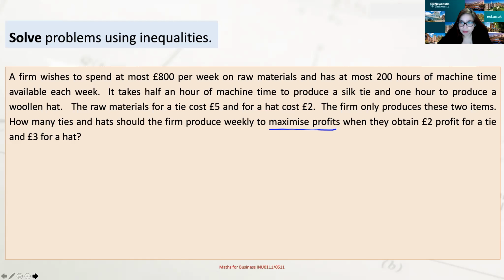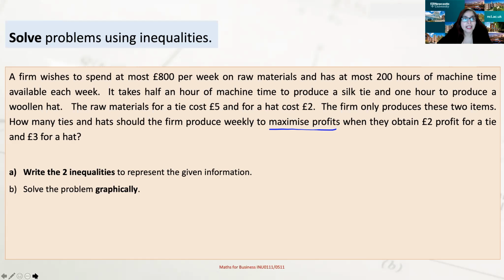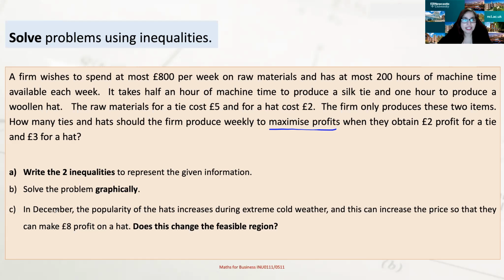So that's the given information. Based on the given information, you have to write two inequalities to represent it and then solve the problem graphically to find the maximum profit, and then answer the question for a given change. In this case, the profit for a hat has increased. So what happens when you make such changes? Such questions should be answered. So let's start with the problem.